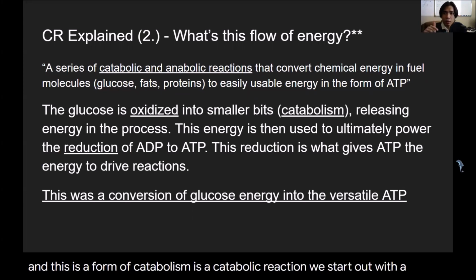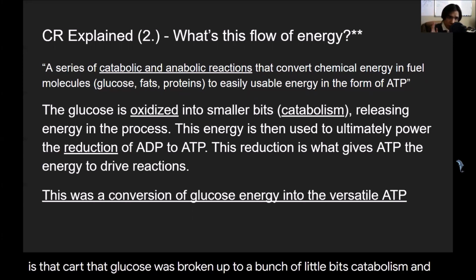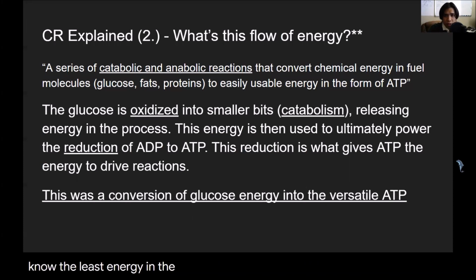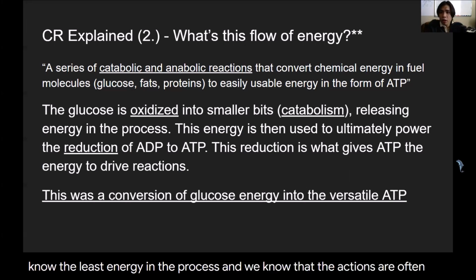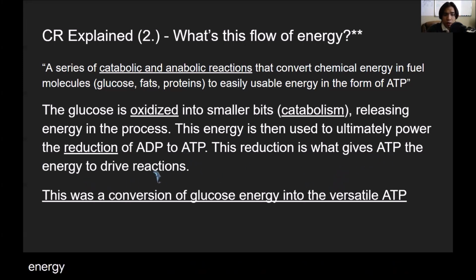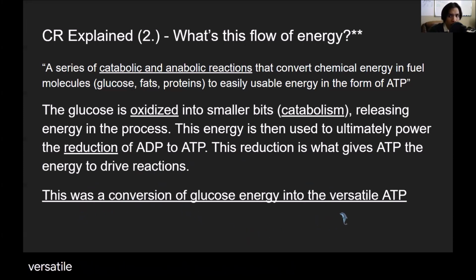We start out with that 6-carbon glucose, and all of it ultimately ends up in the form of 6 1-carbon CO2s. That glucose was broken up to a bunch of little bits, catabolism, and that was an oxidation reaction. So we know it's an oxidation reaction, which we know releases energy in the process. And we know that redox reactions are often paired with each other. So the energy release from breaking down that glucose is ultimately used to power the reduction of ADP to ATP. This reduction is what gives ATP the energy to drive reactions. This was a conversion of glucose energy into the versatile ATP.